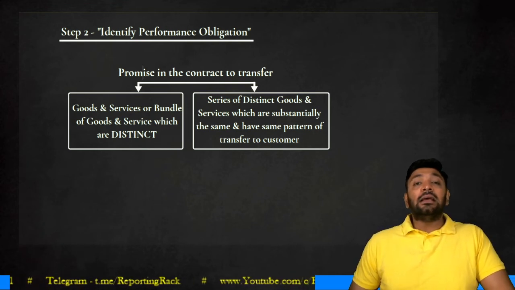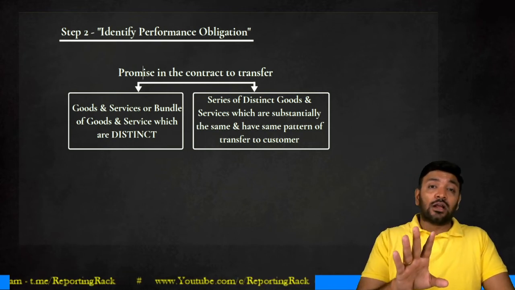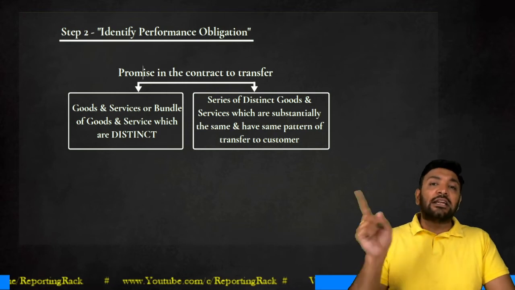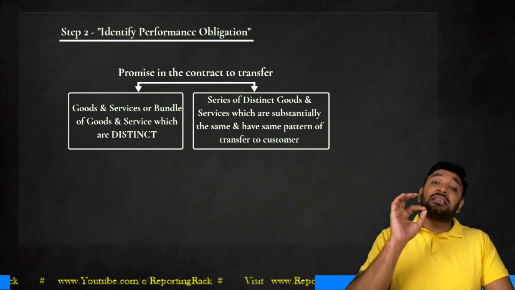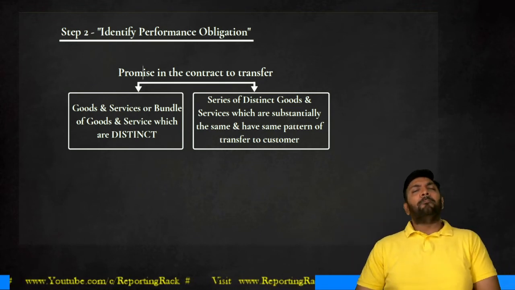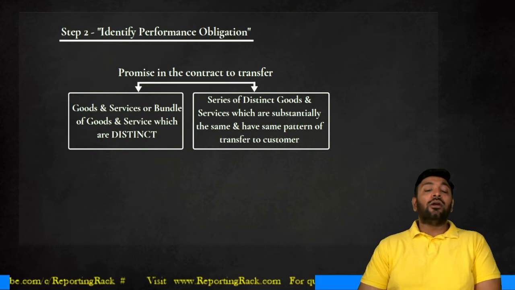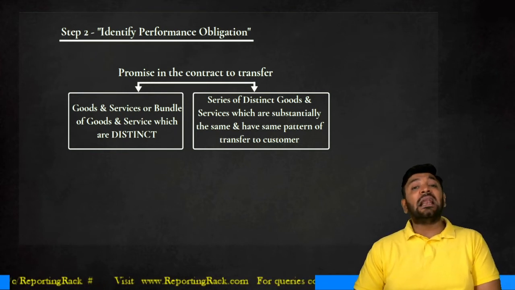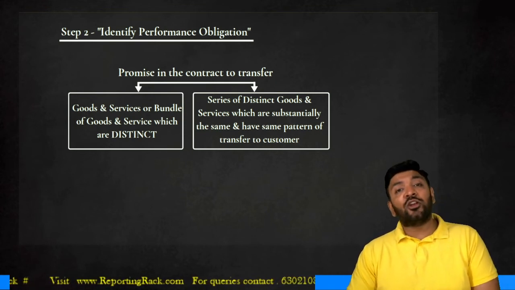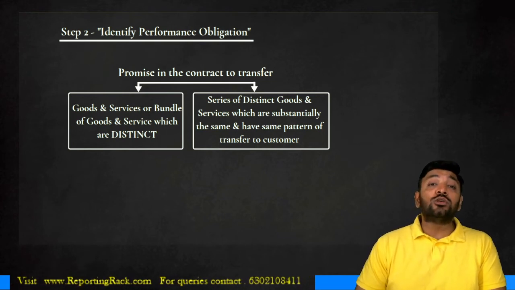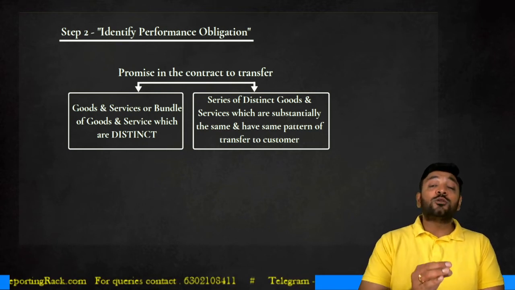But look at the second one. They are a series of distinct goods and services. That means you are not delivering one single good or service. Multiple times you are delivering a distinct good or service, but they're substantially the same, and they have the same pattern of transfer to the customer. The best example that you can take here is your newspaper. The newspaper on 1st April is distinct from the newspaper given on 2nd of April. It is distinct from the newspaper delivered on 3rd of April, because the news that it carries is significantly different and is only relevant for that particular day. Today's newspaper, tomorrow's waste paper.